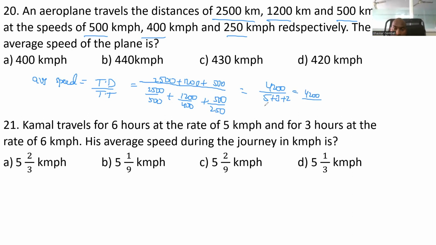4,200 by 5 plus 3, 8, 8 plus 2, 10. 0, 0 cancel. So 420 kilometers per hour. Option D.